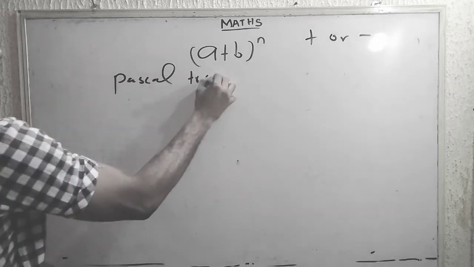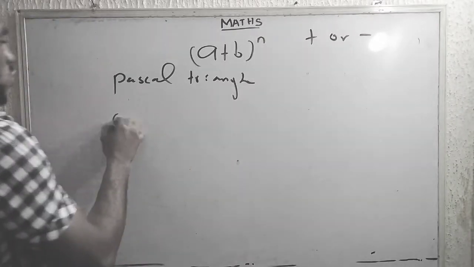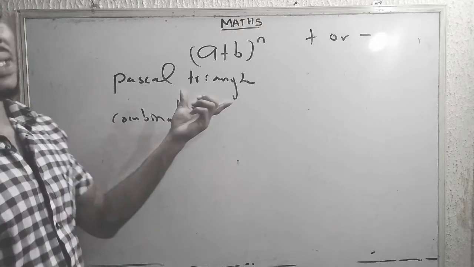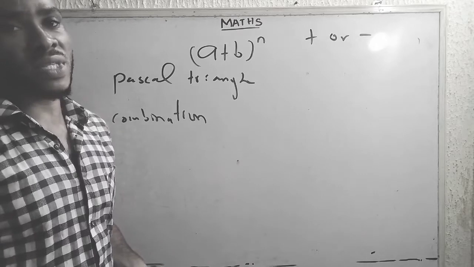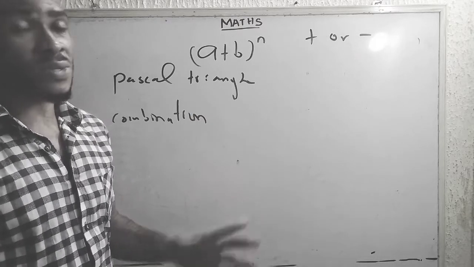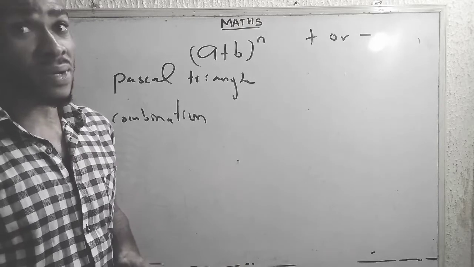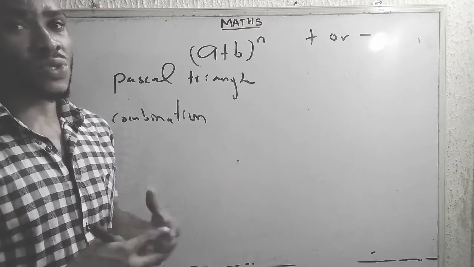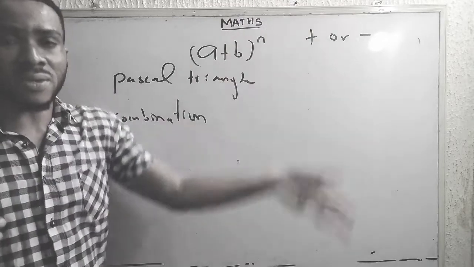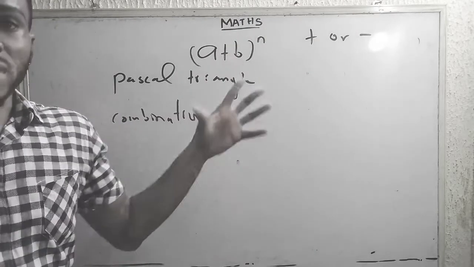Either you use the Pascal triangle or you use the combination. Now, a Pascal triangle is simpler, but it has its own deficiency. Number one, it can only give you the coefficient, but it cannot tell you about the power. And neither can you use it to expand or to predict a particular term in any expansion that is quite large.